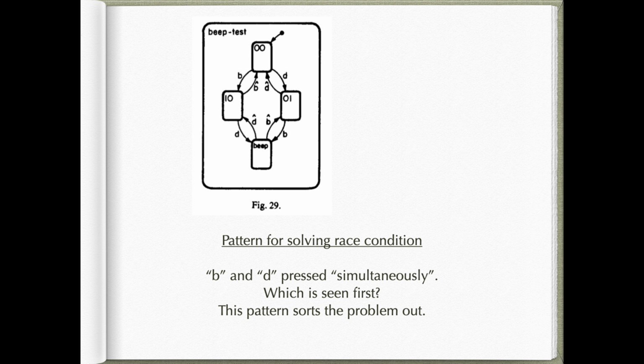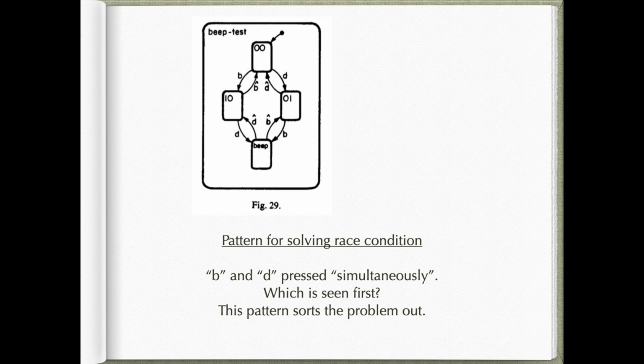If you press both of those at once, the hardware sees either the B coming first or the D coming first. And this diagram solves the race condition of which one came first at the hardware level. The way to solve it is by adding 2 more states. Looking at the left side, if we think we saw B first, then we go to state 10, and then we see the D in rapid succession, then we go to the beep state and we beep the beeper.